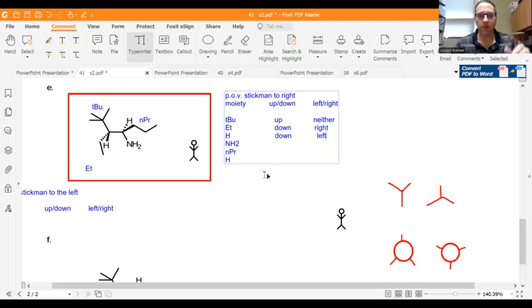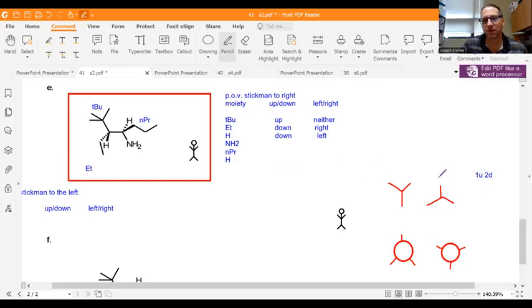We've got one up and two down. One up and two down. Which spoke best fits this descriptor? You got it. It's this one. Feel free to use the t-butyl here. That's good for you, good for me. And just complete your table here. Ethyl is down and to the right, so plant ethyl here.